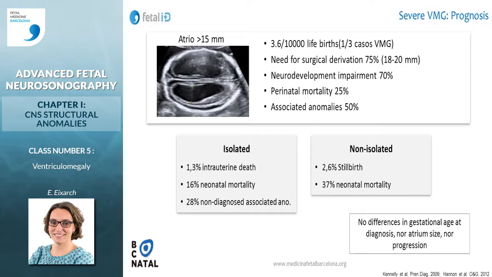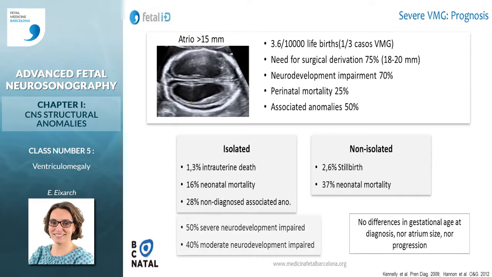But we also have to remember that in 30% of cases we will find associated anomalies that we were not able to identify at the moment of diagnosis, and that are identified in a postnatal stage. There are no differences regarding gestational age, size at the diagnosis or progression in utero. It is a severe ventriculomegaly, and this will give us the prognosis. But in isolated ventriculomegaly, the rate of severe neurodevelopmental impairment will reach 50% and moderate neurodevelopmental impairment in 40% of cases.